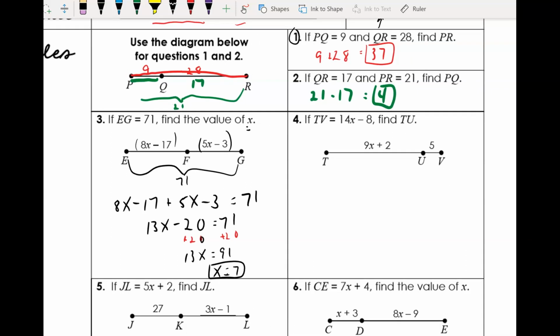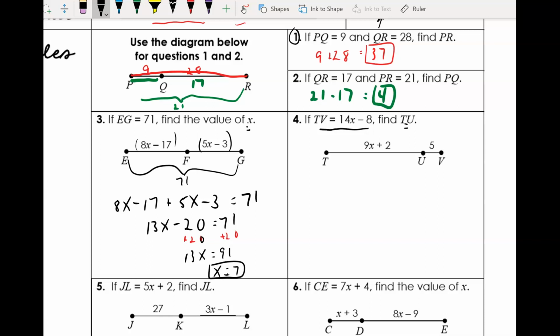In this example, we're going to find x, but then we also have to find the length of segment TU. So we're going to take it one step further. Let's start out by setting it up. Let's see what TV is, because we're told that TV is 14x minus 8. We have to put that in the whole thing. So here's our whole equation.